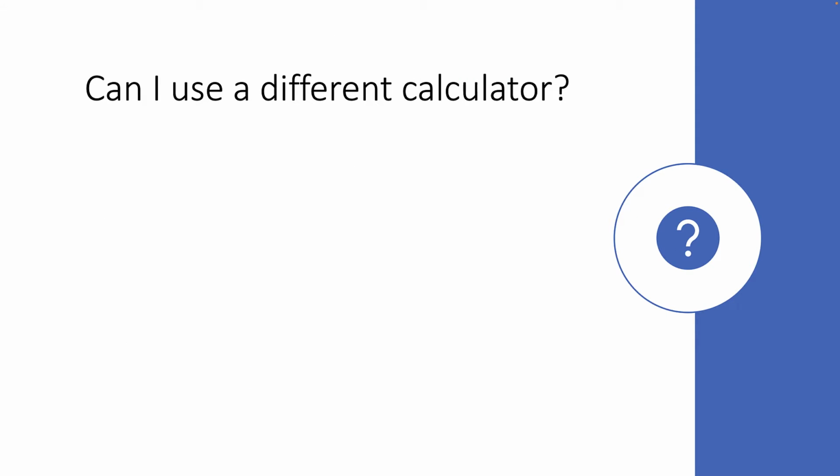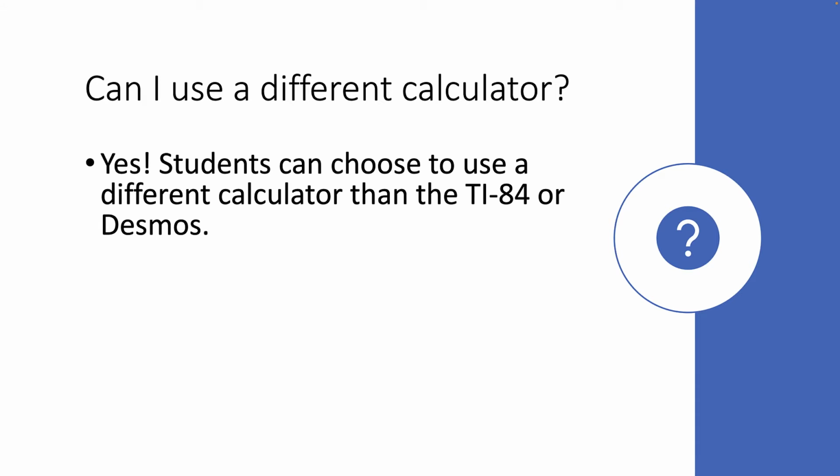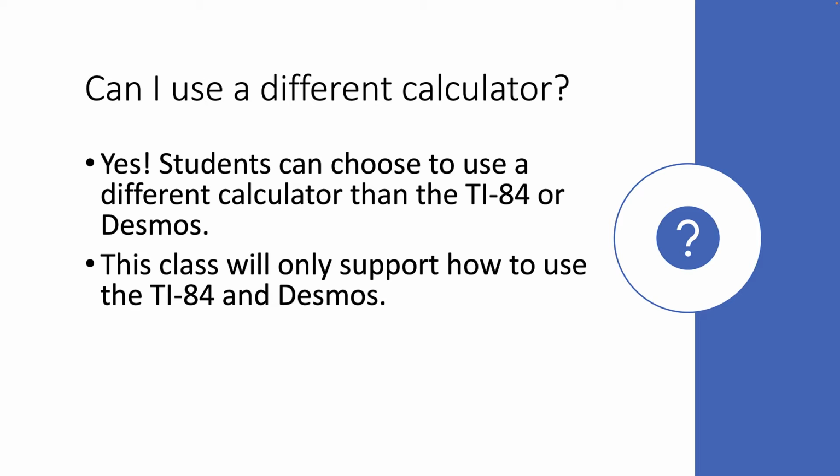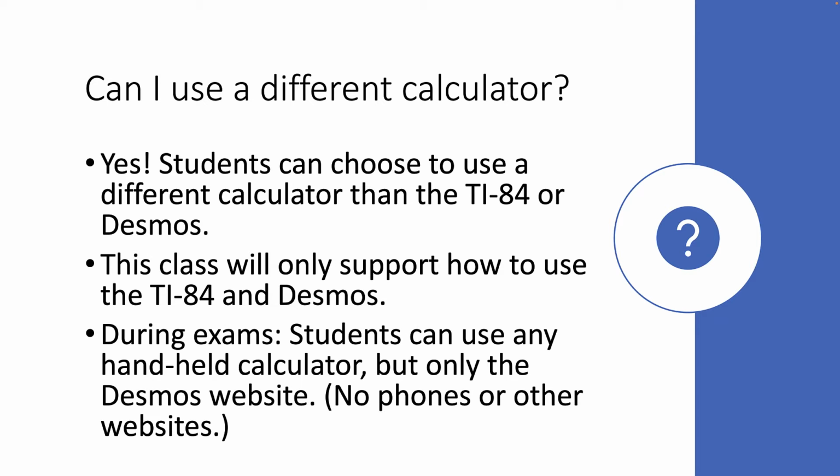Many students ask, can I use a different calculator other than the two recommended? Of course, students can choose to use a different calculator other than the TI84 or Desmos. But keep in mind, this class will only support how to use either the TI84 calculator and Desmos. So if you choose to use a different type of calculator, you will need to use the manual to figure out how to use it. Also keep in mind that during exams, students can use any handheld calculator, but only the Desmos website. No phones or other websites are allowed during exams.